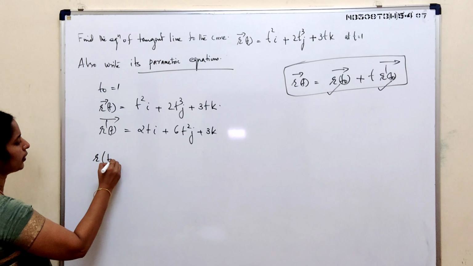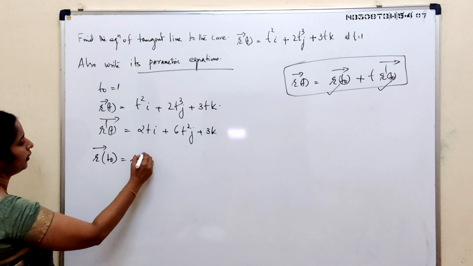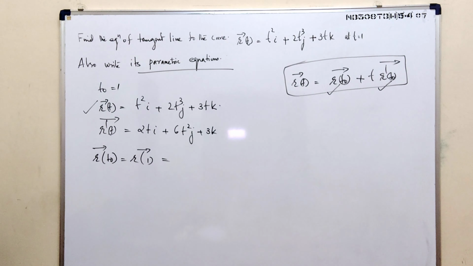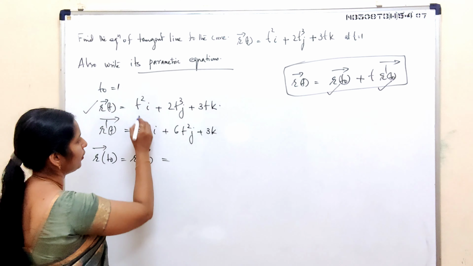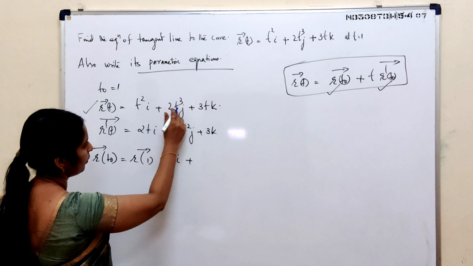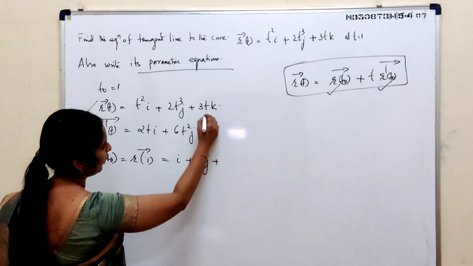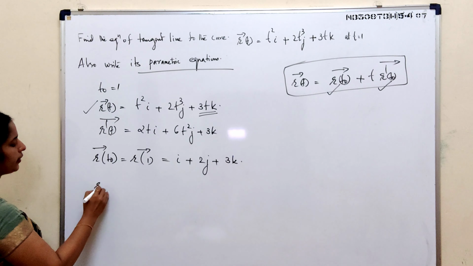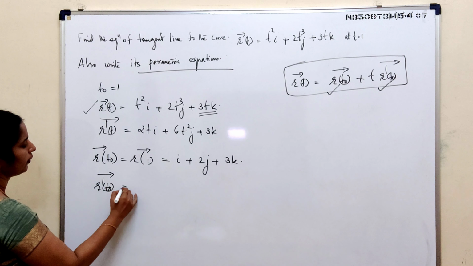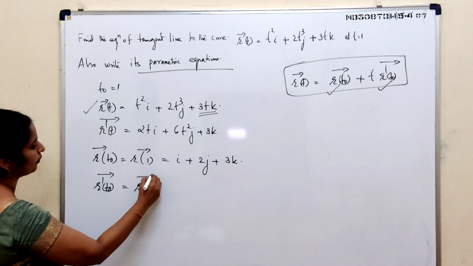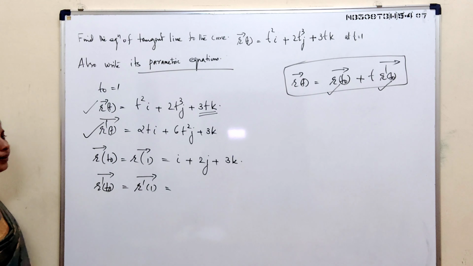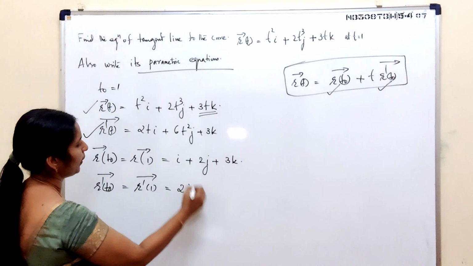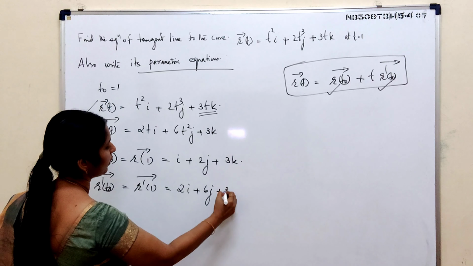r(t0), that is r(1). What is r(1)? See, this is vector r(t). You put t = 1. When t = 1, this term is i, this term is 2j, this term is 3k. Then vector r'(t0), that is vector r'(1). You look at r'(t) and you put t = 1. So this becomes 2i + 6j + 3k.